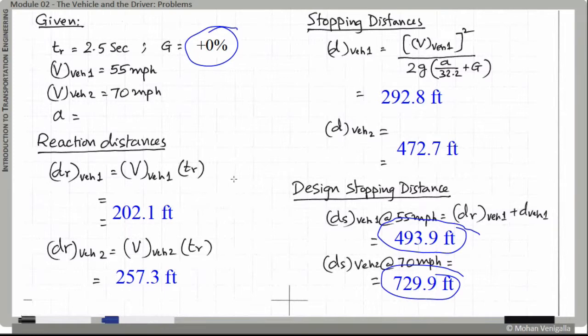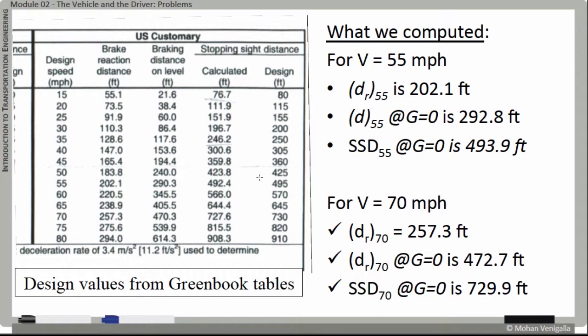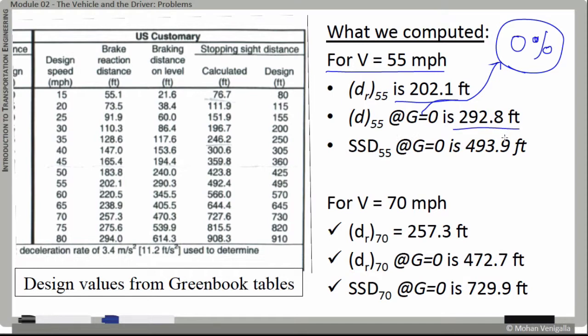Now the problem asks you to compare them with Green Book values. So I just put the Green Book table in here for comparison purposes. What we got for flat, which is 0% grade, G equals 0%, we have the reaction distance as 202.1 and actual stopping distance of 292.8, stopping sight distance as 493.9. Let's compare them in the table. So the design speed is 55 miles per hour, and let's draw a line here and then compare them here.